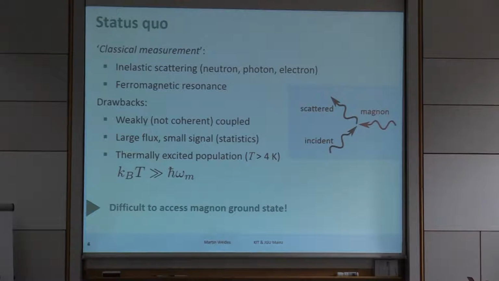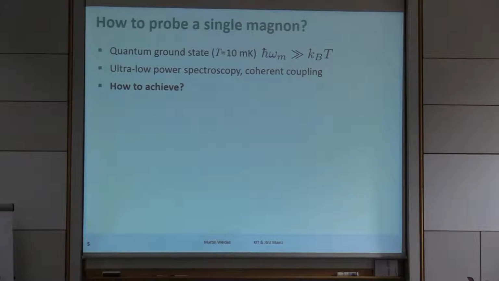The drawback of both of these classical measurements is that, first, we have weak coupling of our measurement signal to the ferromagnet, and we require large flux. We have a small signal. Most measurements are taking place at 4 Kelvin or beyond, which means the ferromagnet is already thermally excited. So we've got lots of spin waves in the system, since k_B T is much larger than the magnon energy. And it's not so straightforward to access a magnon ground state.